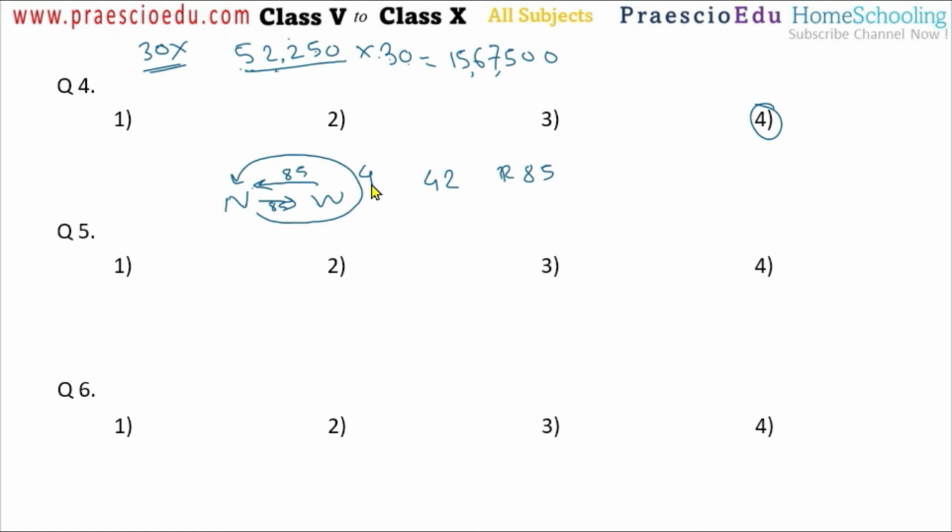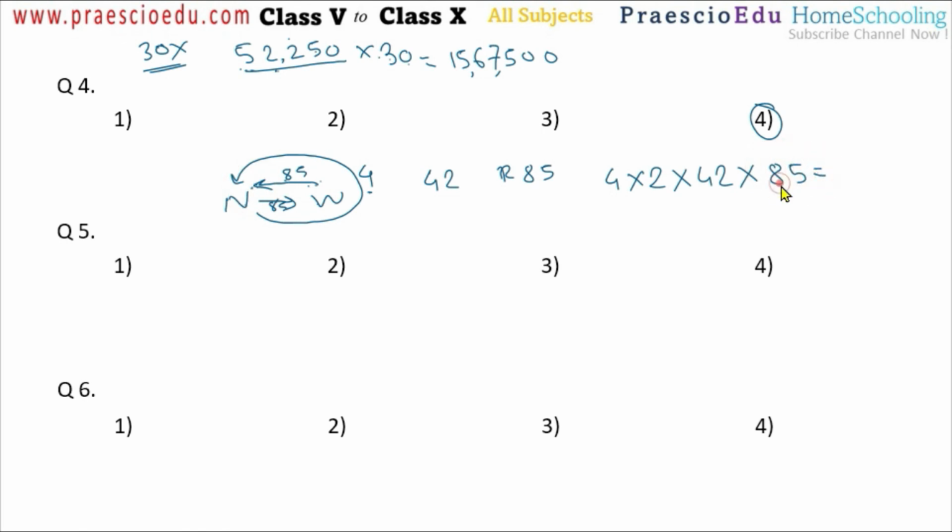Now how many rounds are here? 4 rounds. Now multiply by how many trips there are. In one round there are 2 trips, Nagpur to Wardha and Wardha to Nagpur. So that's why we multiply by 2. Multiply by how many passengers in each, so there are 42. So multiply by this 42, and in each trip, from Wardha to Nagpur or Nagpur to Wardha, there is the 85 rupees fare.